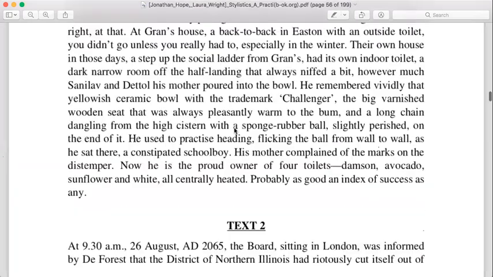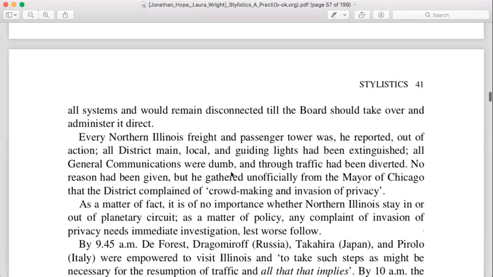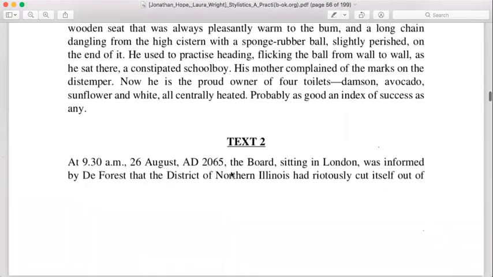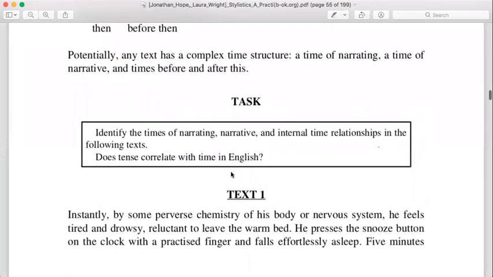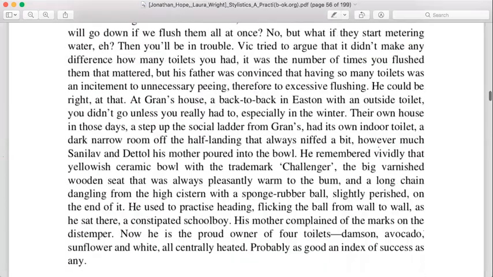Okay, now as I've told you, the time of narrating is the present, and the time of narrative is future, but the use of tenses moves between present and past tense, and again present tense. So what do we infer from this use of tenses? Stylistically, we can answer the B part of the question. Does tense correlate with time in English? What do you think, after this short discussion? Does tense correlate with time in English? Go to your chat and answer the question.